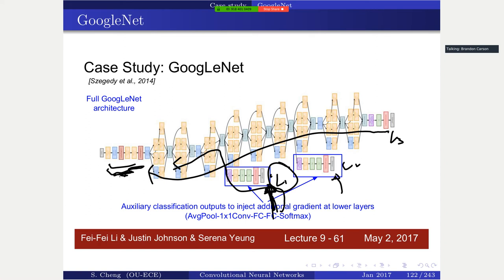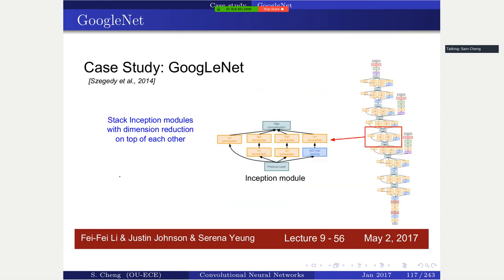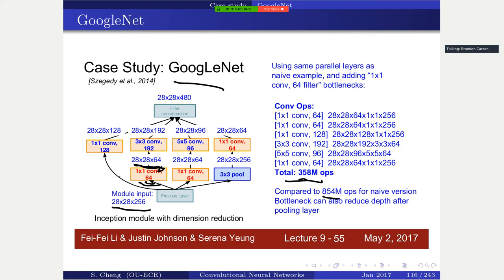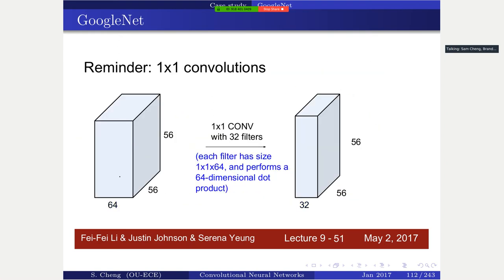I have a question, I think. Yes. When we do the 1 by 1 convolution, is that essentially like downsampling? It's precisely like this.